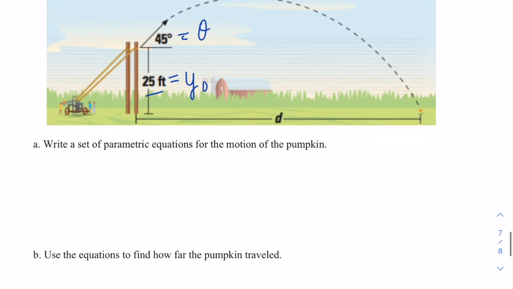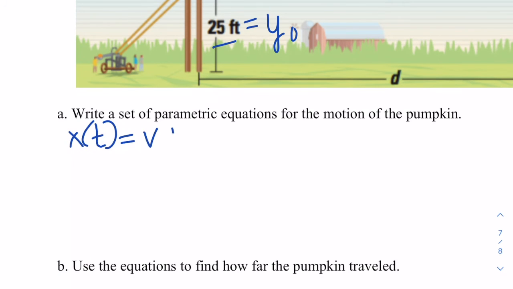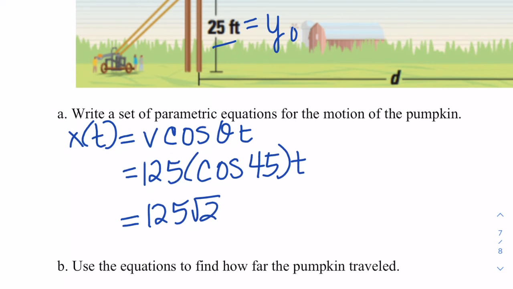So to write the parametric equations, we know that x of t will equal v times the cosine of theta times t. So that's 125 times cosine of 45 times t. And we can write that as 125 root 2 over 2 t.